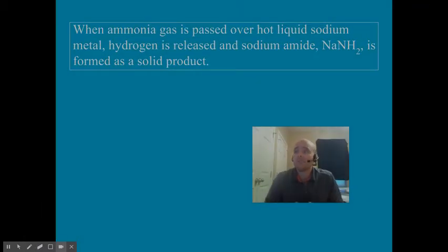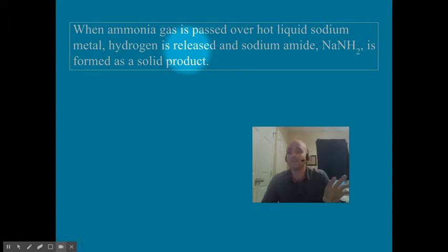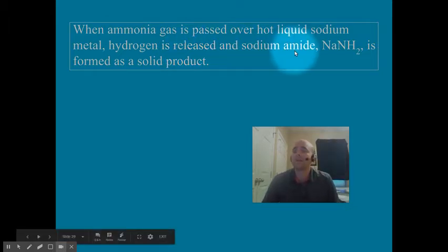Another example is when ammonia gas is passed over hot liquid sodium metal, hydrogen is released and sodium amide, NaNH2, is formed as a solid product. So I know that ammonia gas is NH3 as a gas, and hot liquid sodium metal, so sodium as a liquid, and hydrogen is released, so I would have a yield sign, and then hydrogen would be my product, and then sodium amide would also be a product.